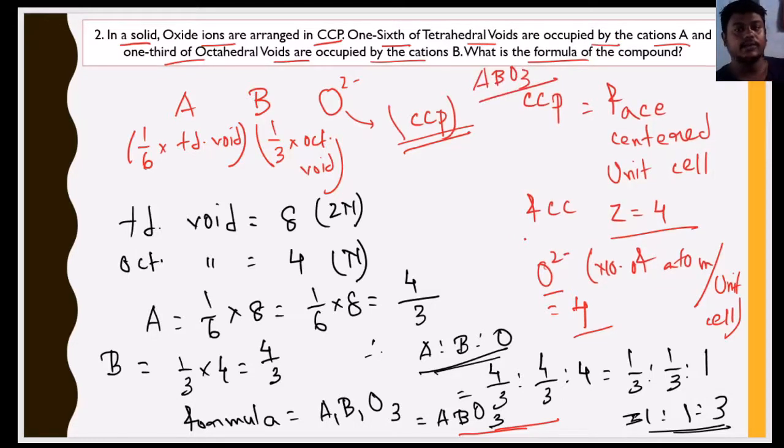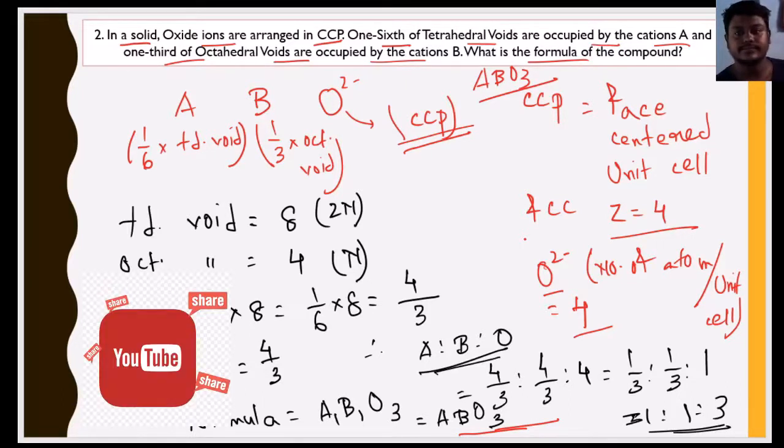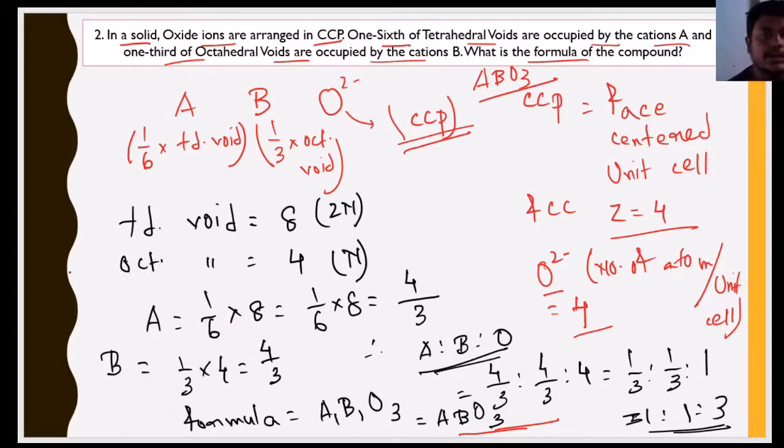Okay, I hope you understand the concept. So it is a very good numerical problem regarding cubic close packing structure, where three constituents are given to you and you have to find out the structure, not the formula, for that specific A, B and O constituents crystalline solid. Okay, I hope you understand the concept. So we will go for question number 3.